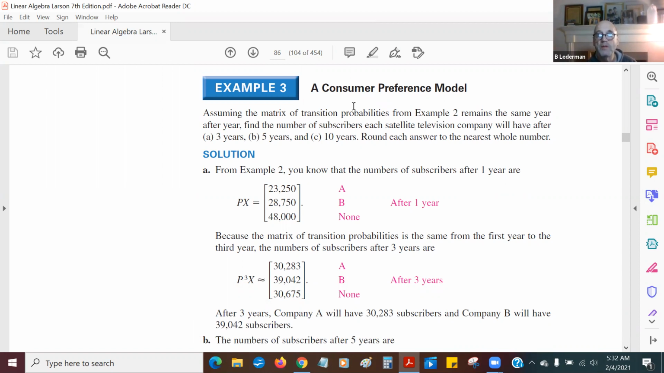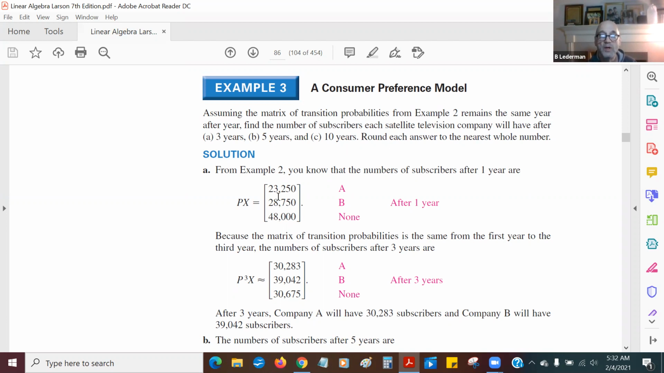So how many people will be in each company in 3 years? How many people are going to be there in 5 years? How many people are going to be there in 10 years? Well, all you got to do is just keep multiplying the same matrix 3 times, and that'll predict what's going to happen in 3 years from now. And here you just multiply the same matrix 5 times. Now that will predict what's going to be after 5 years, and here 10 times.